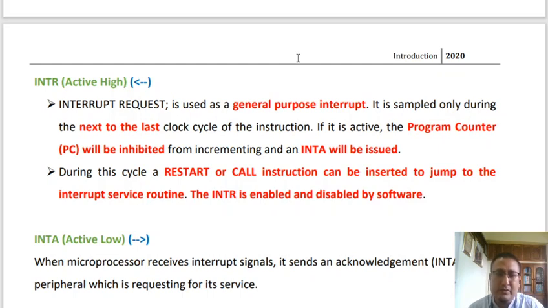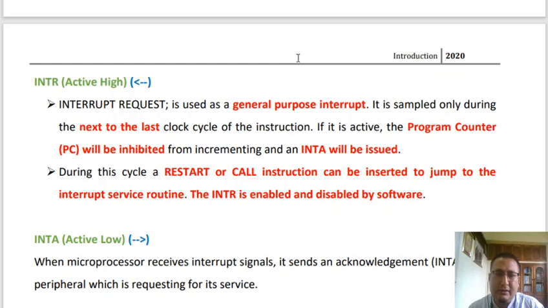So then what we'll try to do is jump to the interrupt service routine, execute it, and come back and relinquish, and continue the execution in the calling module. So interrupt request is INTR, a general purpose interrupt. It is sampled only during the second to last clock cycle of the instruction. If it is found active, then the program counter increment is inhibited, and interrupt acknowledgement is issued.